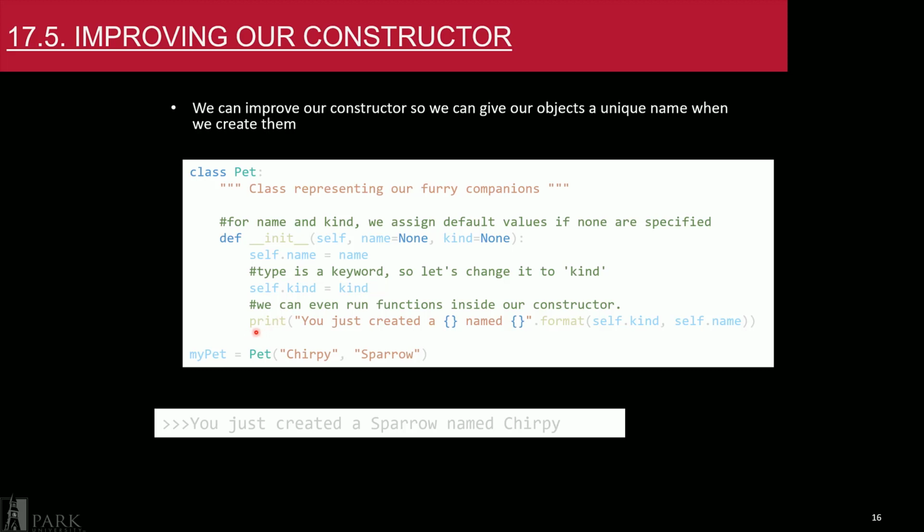We can also call additional functions and do different things in our constructor or our initializer. Here we are printing out the values that we passed in, and here you can see we're creating a new pet called myPet, where we're passing in the values Chirpy and Sparrow. Chirpy will get assigned to the name variable, and Sparrow will get assigned to the kind value. And then when the object is created, that name will get assigned to the object's name property, and the kind will get assigned to the object's kind property. And it will then call print with those values, and so you'll get this output.